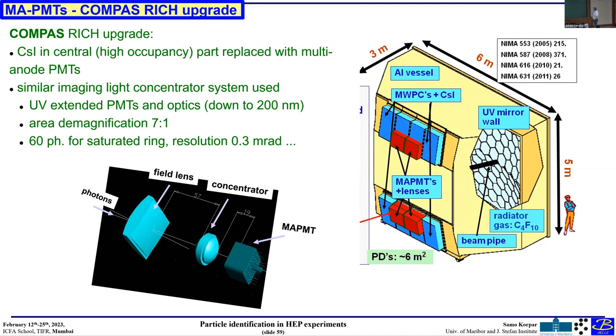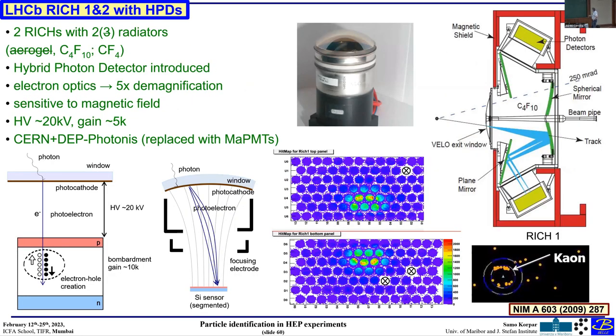So this is another example of the use of multi-anode PMTs. And recently, you may have heard that LHCb RICH actually replaced their detectors with a type of multi-anode PMTs or flat panel PMTs. So this is widely used. Yeah, here is the LHCb RICH actually. Originally, the LHCb RICH used hybrid photon detectors.